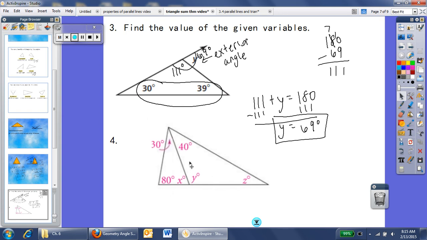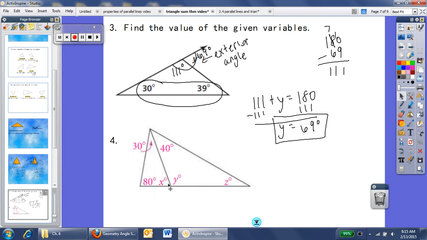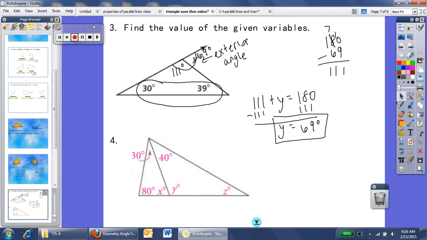And let's go ahead and do this last problem here. So we need to find x, y, and z. And we can see that there's a small triangle here on the left, one on the right, and then the very big triangle. In this case, let's just focus on this small one on the left side for now. So we have 30 and 80, so that's 110. And we know that this blue triangle has to equal up to 180. So subtracting, I get that x must be 70 degrees.